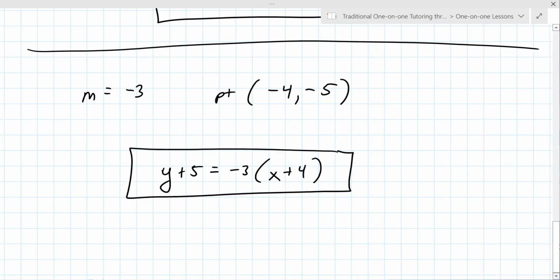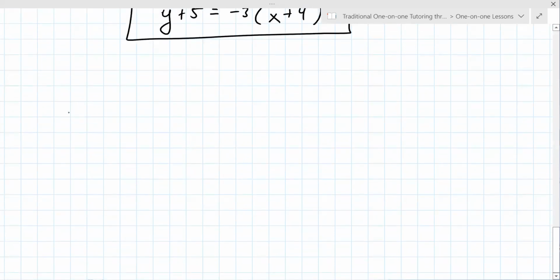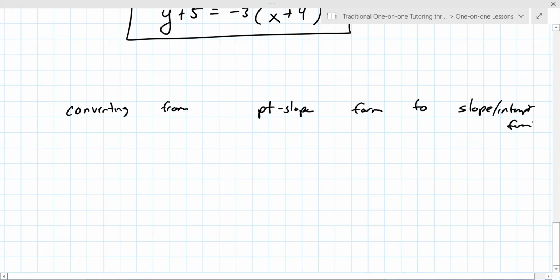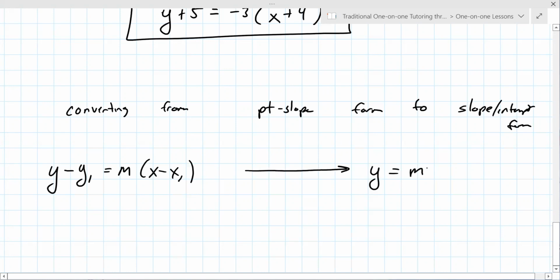Okay, fantastic. All right, so from here, we're going to transition the lesson to converting from point slope form to slope intercept form. Okay. Right, and so here's what we're going to do. We're going to take the equations that you've been giving me, and we're going to convert them into y equals mx plus b.